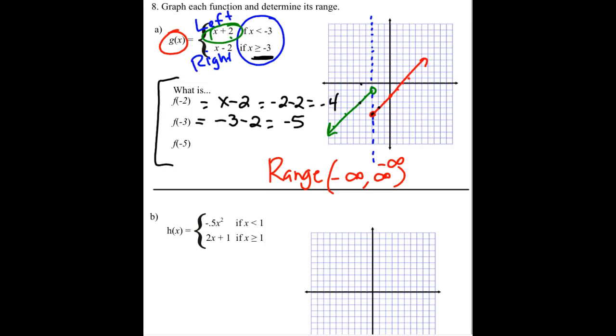Which equation am I plugging it into? The top one. We need x's that are smaller than negative 3. So I'm going to dump it into that top equation, and I am getting what my graph says I should get.